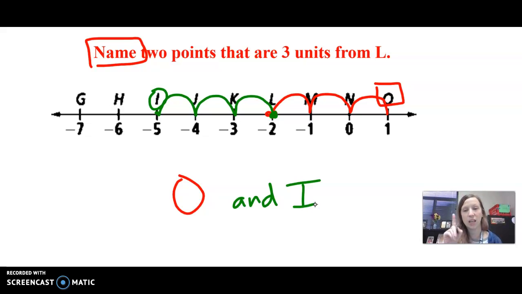So we need to be able to count the units, and we also need to be able to make sure we are naming them, not using the numbers. I'm not going to choose -5 because that's not the name of that point. We name points, we use capital letters. Please keep that in mind.